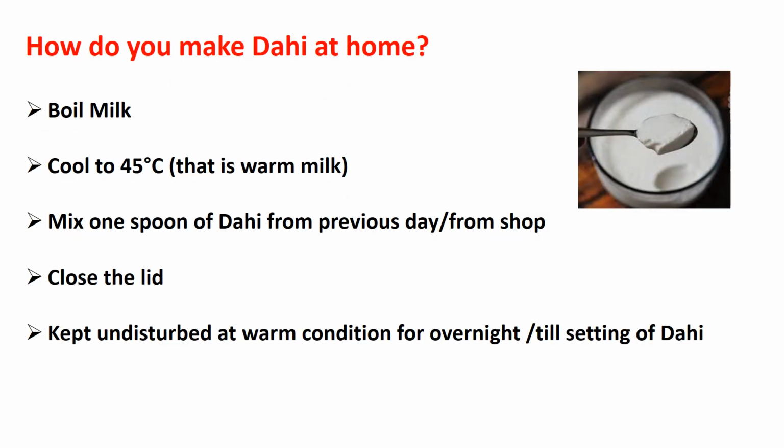Here we will see the most common process of making dahi, which is done in every home in India. So the brief procedure is, first milk is to be boiled, then it should be cooled down to around 40 to 45 degrees Celsius. After that, 1 spoon of old dahi from the previous day or from another source can be used and mixed thoroughly, and then we can close it lightly and leave it for fermentation.